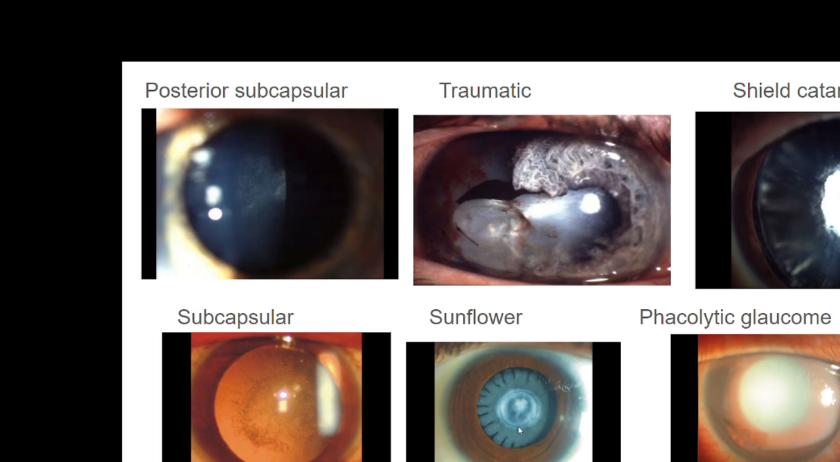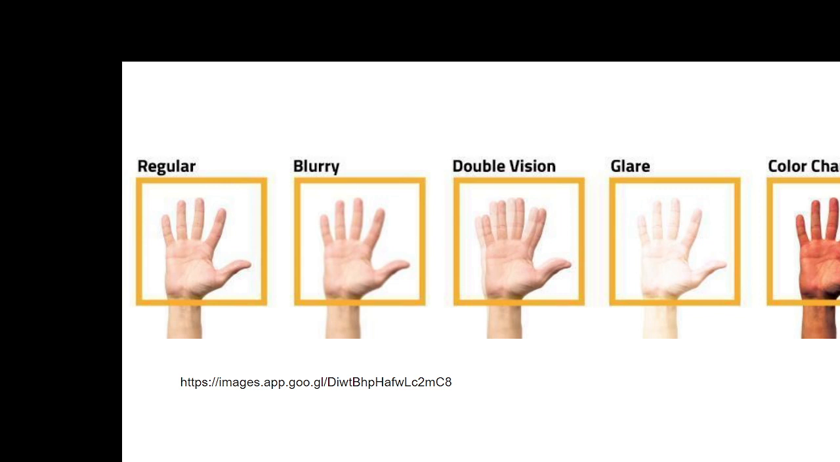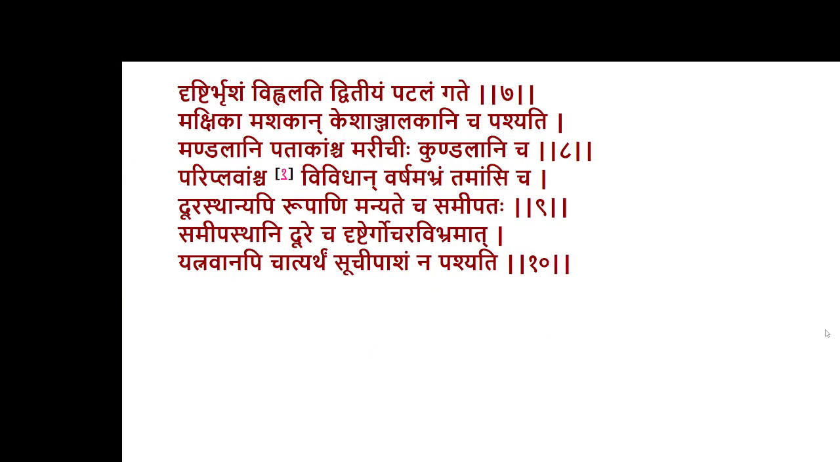Sunflower is where you will have that opacity with the typical ray-like appearance. Phacolytic is where the central nuclear substance has become dissolved or even ruptured, and hence you will have an almost circular opacity seen. And the vision would be normal, the patient would be able to see the structures clearly. It could be blurry, or at times it could be double vision, where instead of one image the patient may be seeing an extra extension of the image, or a glare, or a very blurry vision, or there could be color changes. These are all the possible changes which can occur at different stages of the cataract.